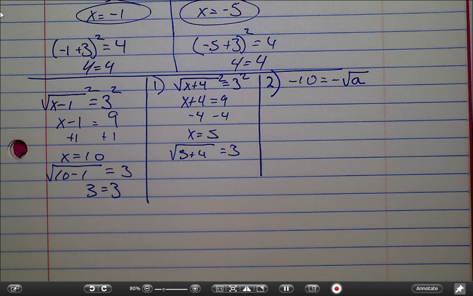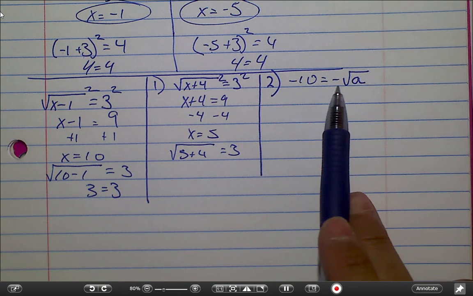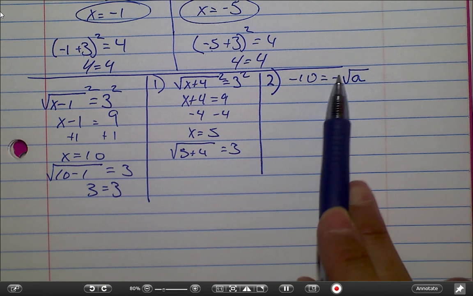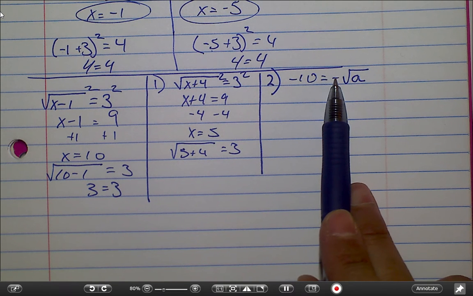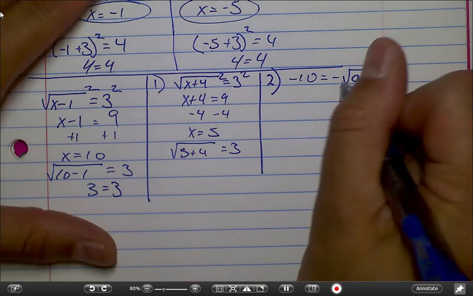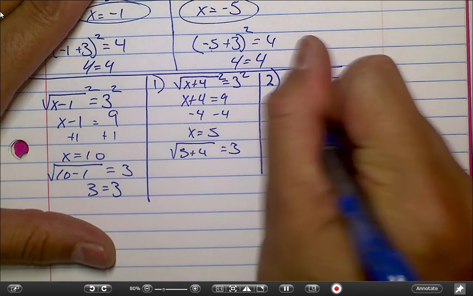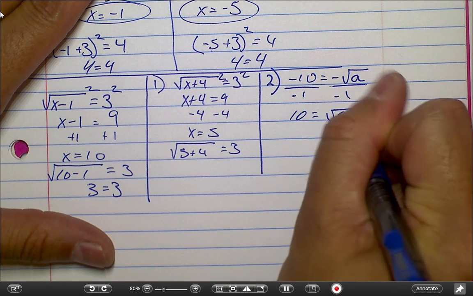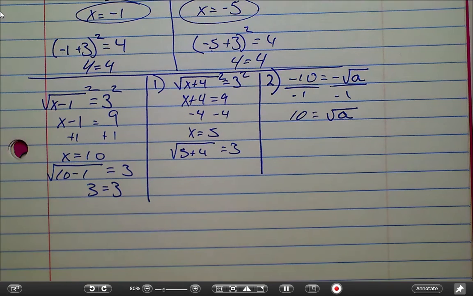So to get the square root by itself, add them both sides? No, I have to get rid of the negative. How do I get rid of a negative? Times negative 1. So I get 10 is equal to square root of a. Oh, it's not that complicated.